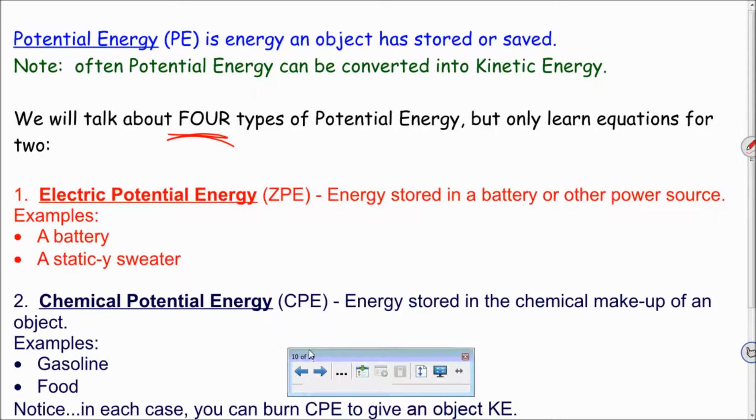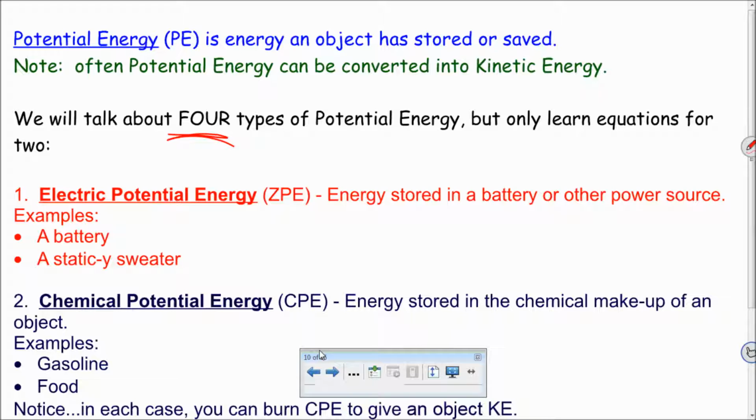Another form of potential energy we're going to call chemical potential energy. This is basically energy that is released by burning it. So gasoline, you burn gasoline to make a car go. This morning you had some Cocoa Puffs for breakfast. You burn those Cocoa Puffs, give yourself kinetic energy and brain energy and whatever, right? Cool? All right, so those are 2 forms of potential energy.